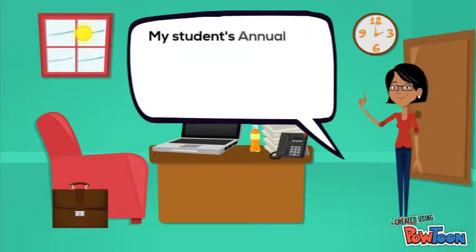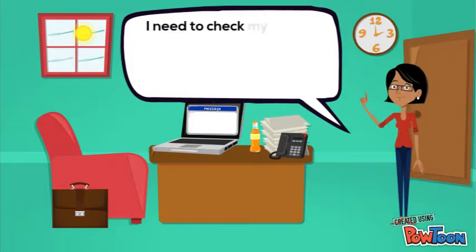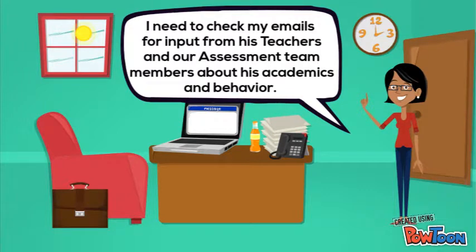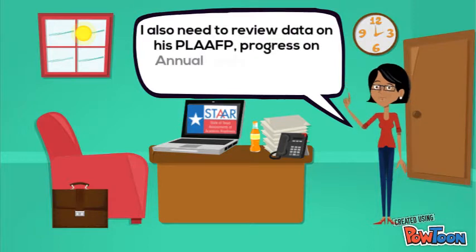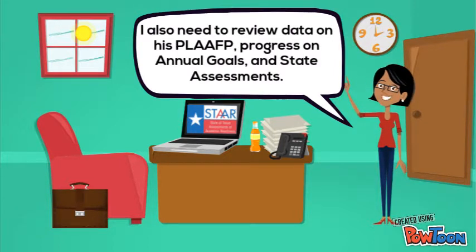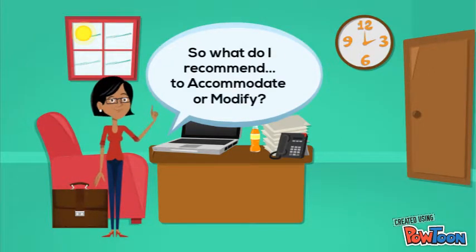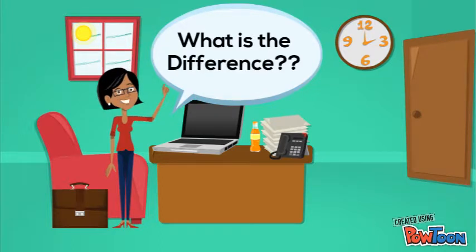My student's annual ARD will be in 3 weeks, and I need to begin preparing the draft IEP for recommendations. I need to check my emails for input from his teachers and our assessment team members about his academics and behavior. I also need to review his PLAF, progress on his annual goals, and his state assessments. So what do I recommend? To accommodate or modify? What is the difference?